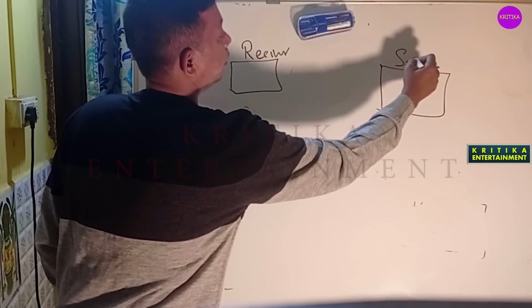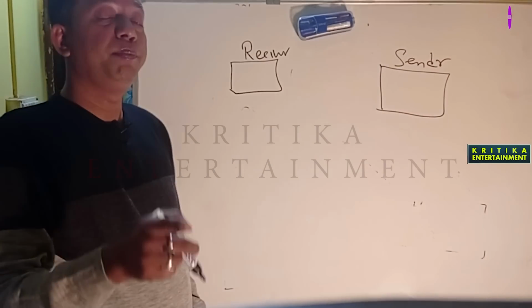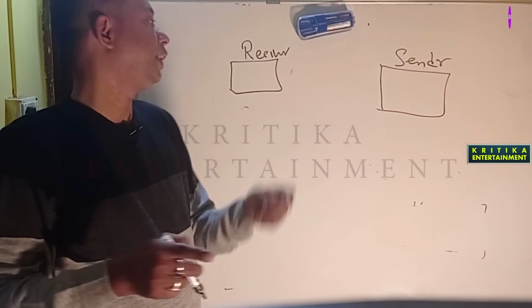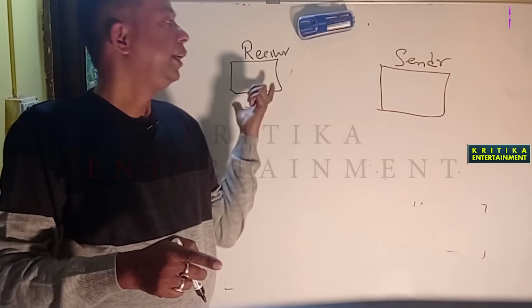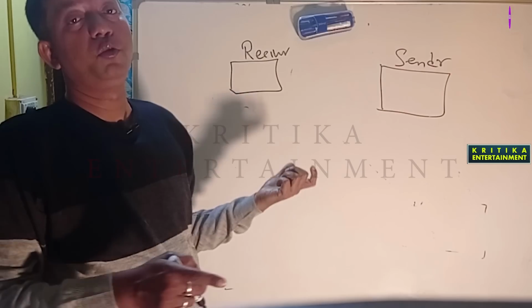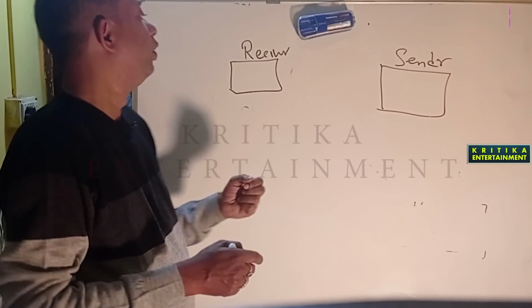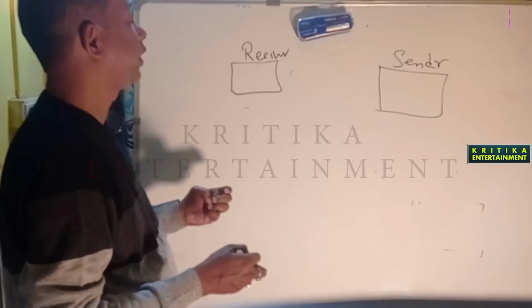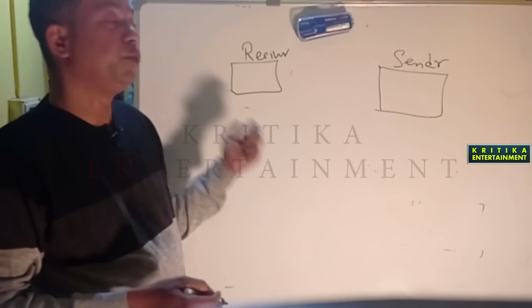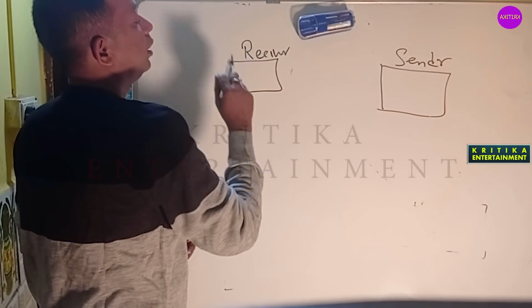I have told you, there is no need to buy two devices. In one machine you can open two terminals, one named receiver and the other named sender, and they can communicate with each other without buying two machines. So the socket is the endpoint of communication between two devices across the network. This is the receiver, and this is the sender.